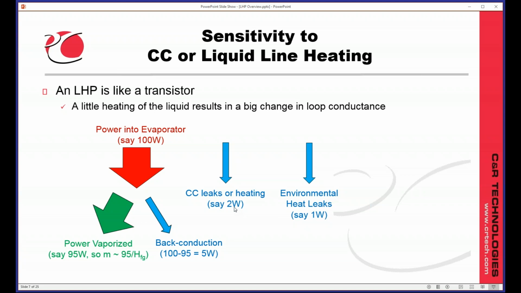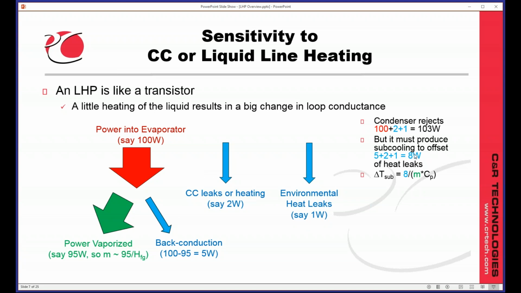Just for talking purposes, what this does energetically in the loop is it means that the condenser has to be rejecting that 100 watts plus these two terms here that came in from the side, for a total of 103 watts. But the condenser has to produce enough subcooling to offset these blue terms, these heat leaks: this 5 watt back conduction plus the heat leak into the compensation chamber and the environmental. Anything that did not go on the right side of the wick basically has to be overcome by subcooling.